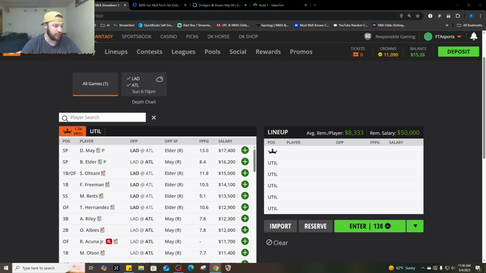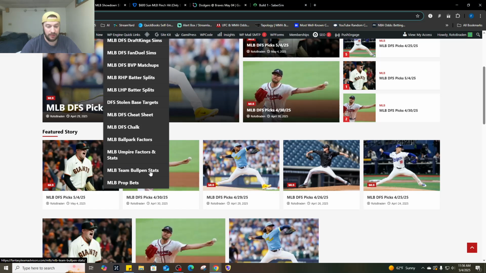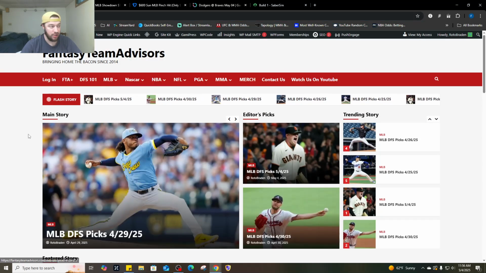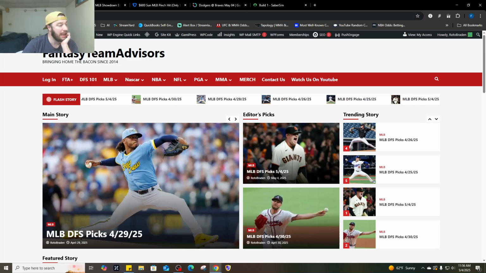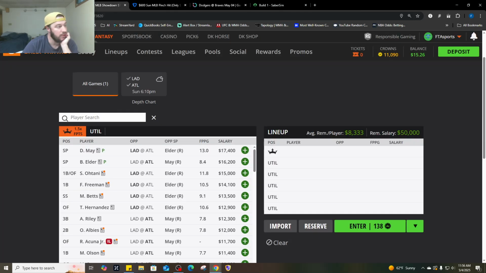So let's just say both of the pitchers don't make it past the fourth inning. We look at their bullpens. So bullpens, and we have this right here. If you want to go to MLB and scroll down to MLB team bullpen stats, that is right there, so you can check that out. But looking at the two teams, the Dodgers bullpen is 3.59 ERA. They've given up 16 home runs. And then you look at the Braves. The Braves bullpen comes in 3.94 ERA, giving up 13 home runs.